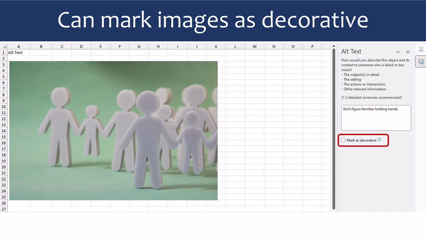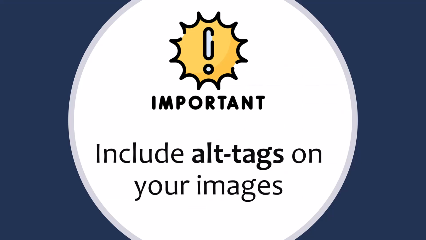Notice the Mark as Decorative checkbox. If you click the box, you're telling assistive technologies like screen readers that the object does not convey any essential information and can be ignored. This helps to streamline the experience for users relying on screen readers by not interrupting the flow of content with unnecessary descriptions. Don't rush through. Alt tags are really important for accessibility.